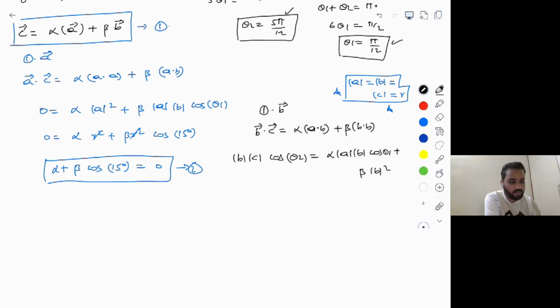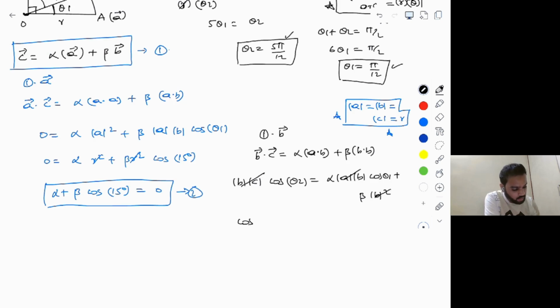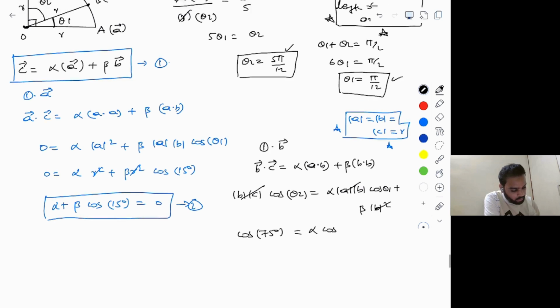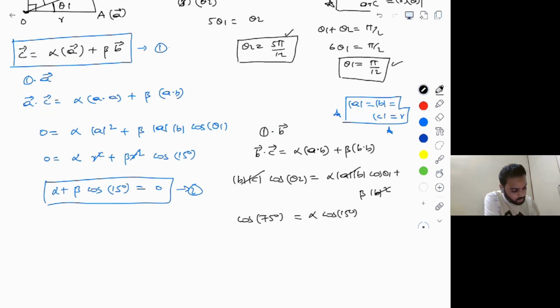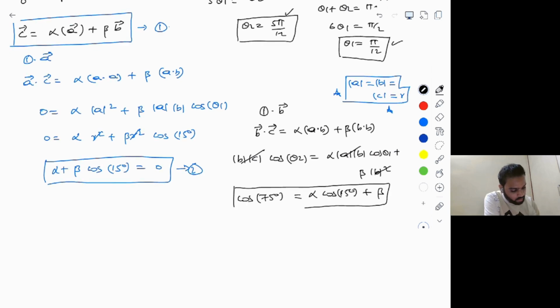But already we know that mod A, mod B, mod C, everything is the same. Let's cancel it out completely. What's the remaining equation now? Cos of theta 2. What is theta 2 here? It is 5 pi by 12, which is nothing but 75 degrees. So cos of 75 degrees is equal to alpha into cos of theta 1. What is theta 1 in degrees? Already we have got that value. And plus beta. Okay. Now clearly I will take it as equation number 3.